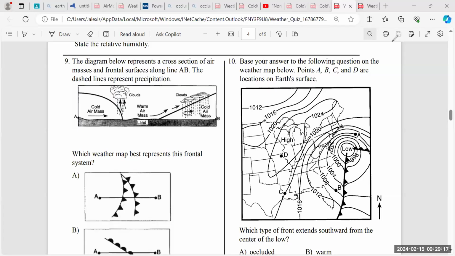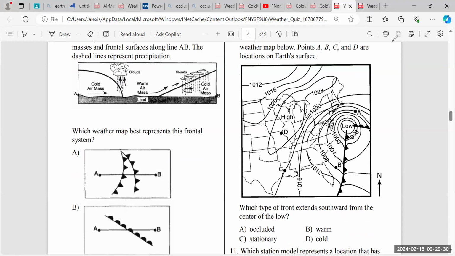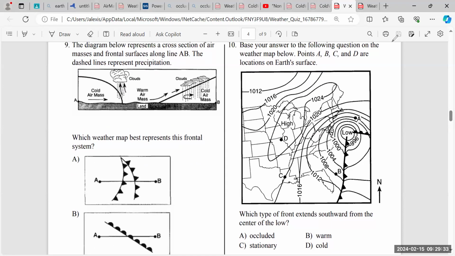All right, number 10. Number 10 says, base the answers to the following question on the weather map below. Points A, B, C, and D are locations on Earth's surface. Which type of front extends southward from the center of the low? So the low is right here. How do I know that? Because it literally says low, the low pressure system. And it says which type of front extends south from the center of the low. So I'm looking at the front that is south of the low pressure system right here.